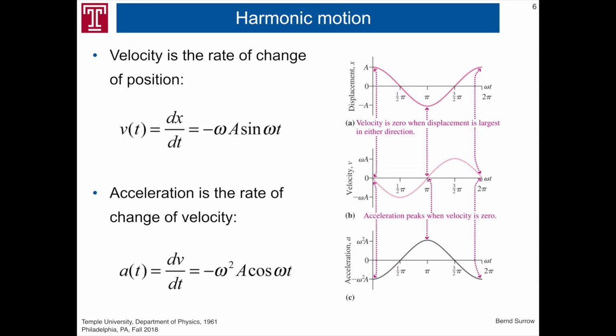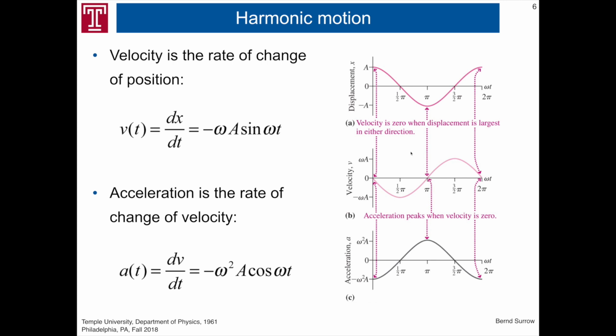So let's calculate now, since we have x of t, the velocity and then the acceleration. So we know how to do that. Velocity is the rate of change of location, so v is dx dt. This is therefore minus omega a sine omega t. So let's compare here displacement and velocity. In the beginning, when you stretch the spring to a location x equals a, the velocity is 0. Then the mass goes through the equilibrium. The velocity has a maximum, but pointing in the negative direction.